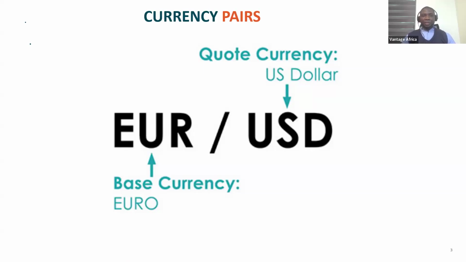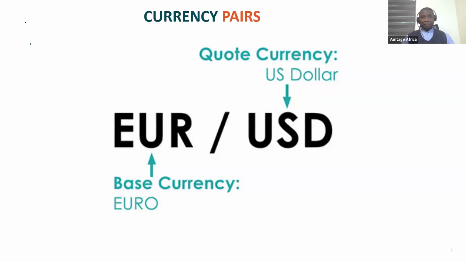Now, these currencies within the pair have a tug of war kind of relationship. They have a scale kind of relationship. If the base currency is strong relative to the quote currency, you see the price rises. If the base currency is weak relative to the quote currency, you see the price falling.